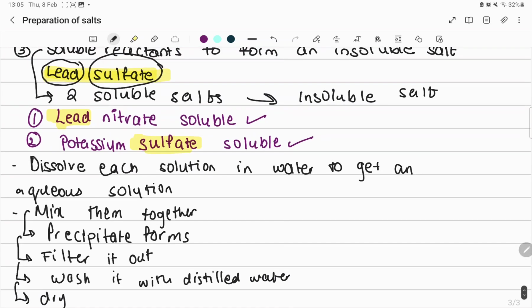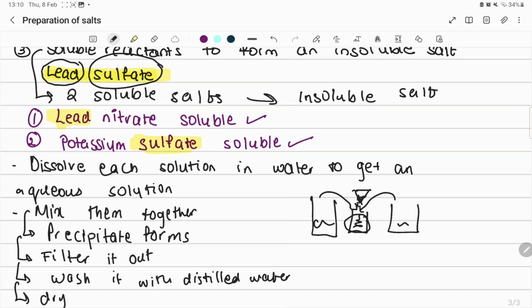So see, super simple. You have your two soluble solutions, and here I will add another beaker in which these two will go. You get your precipitate. That is your salt. You will filter it out, and you will wash it. You will dry it. You have your solution.